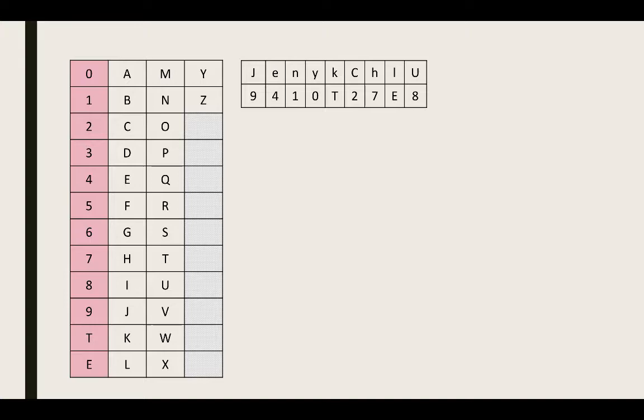Jenikeklu, 9410T27E8. I'm missing a few of the numbers, which are 5, 3, 6, which I can choose to order in any way I wish. So you can see I've ordered them over here on the left-hand column. Let's take a closer look at the way these break down.